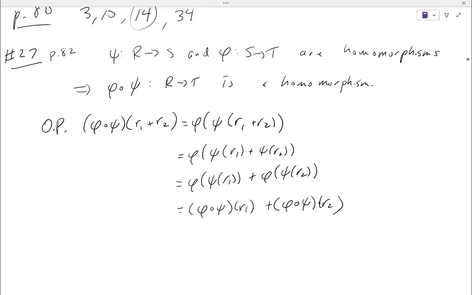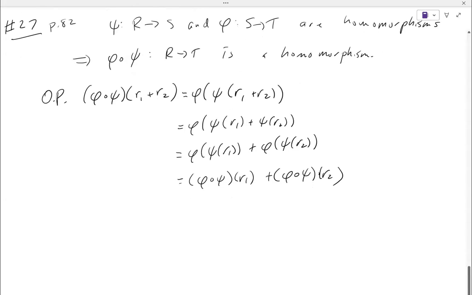Okay, all right. So I said that part B also talked about if they're isomorphisms, then the composition is also an isomorphism. In particular, if they're both one-to-one, the composition will be one-to-one. If they're both onto, the composition will be onto. And so it would be an isomorphism. So let's suppose that phi and psi are one-to-one.